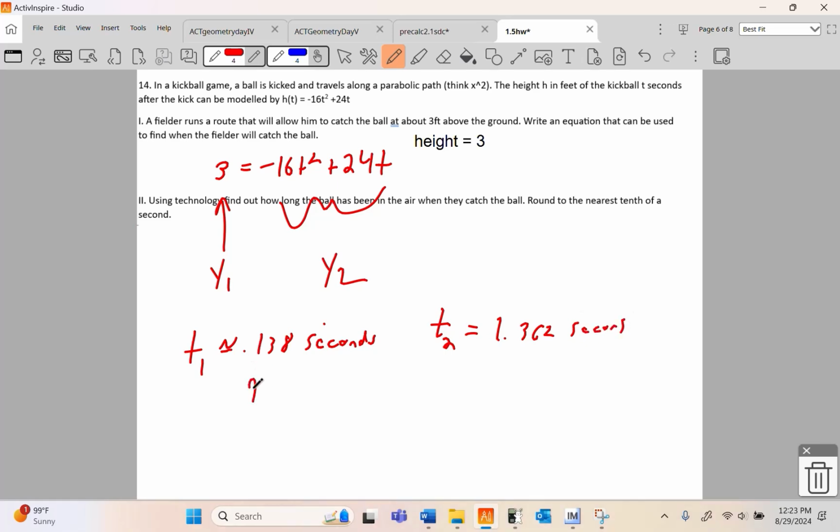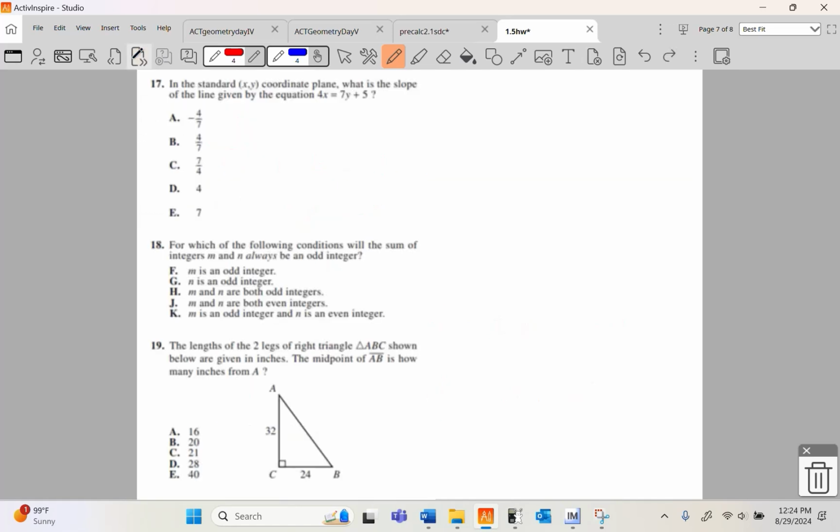Now this answer, again, is not a fielder. That's the guy who's throwing the ball or rolling the ball in kickball. So this answer right here is what we call extraneous. Doesn't make any sense. This is the correct time, and it's about 1.3 seconds, which is pretty quick. Seems quick. I might have had the velocity too fast. So there's your kickball problem. Moving on to ACT.